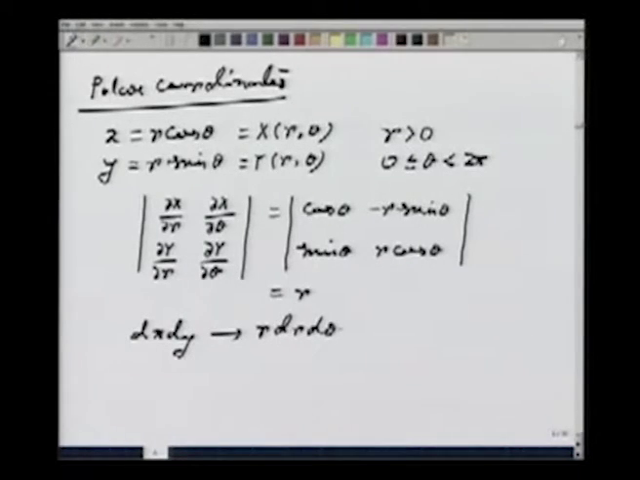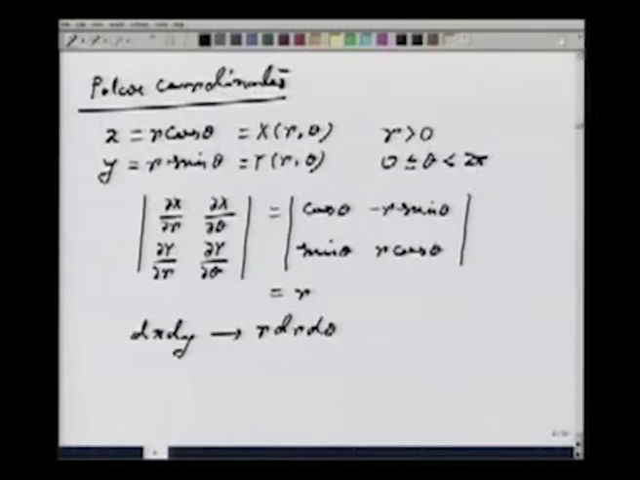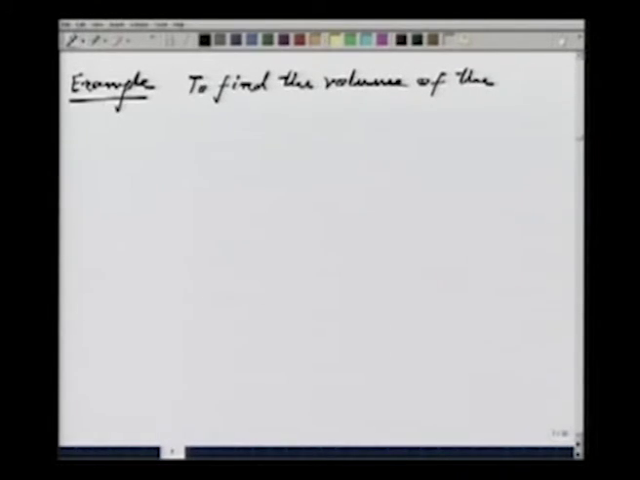Now usually the thumb rule is, whenever you see an integral where the quantities x square plus y square are appearing, then it is better to shift things to polar coordinates. So we show you this by an example. Here the problem is to find the volume of the sphere of radius a.